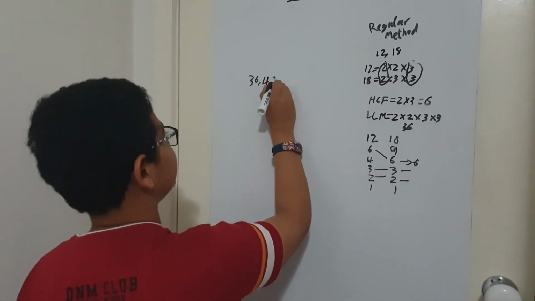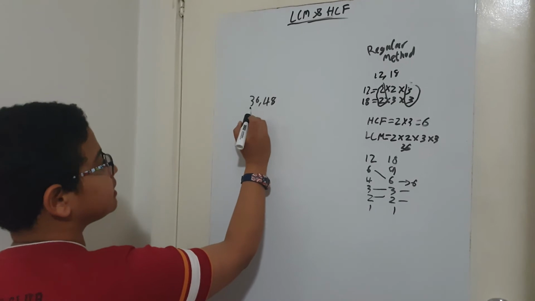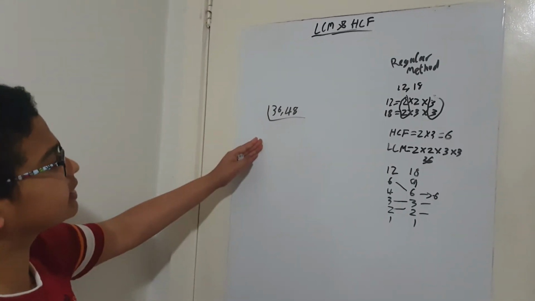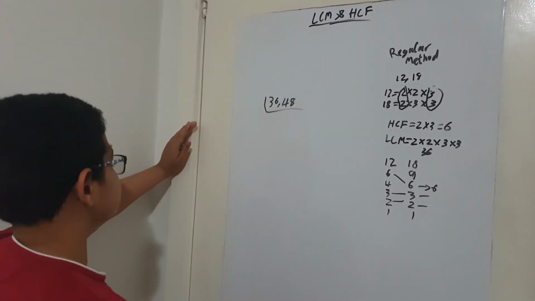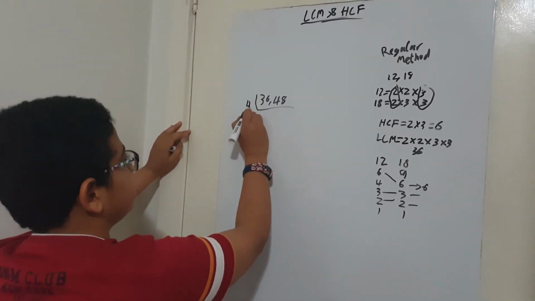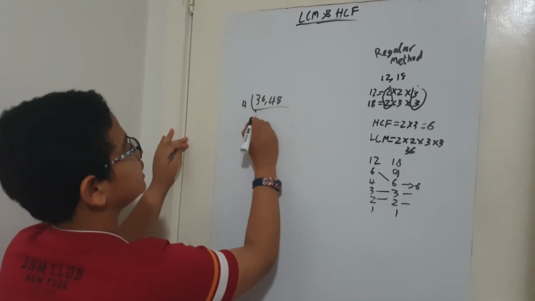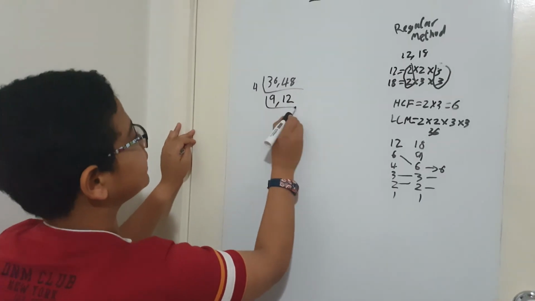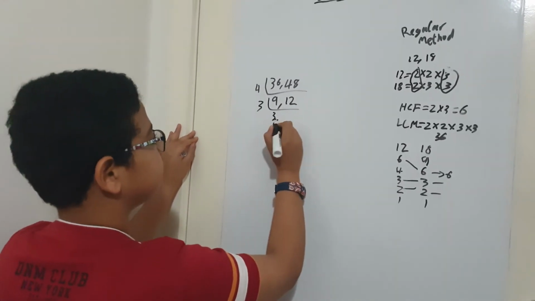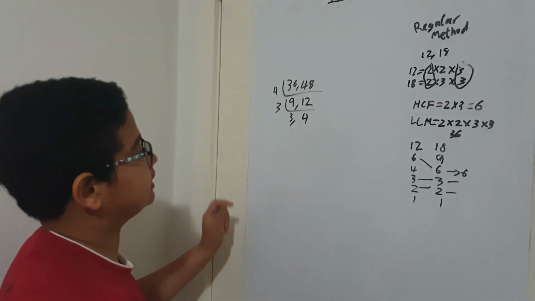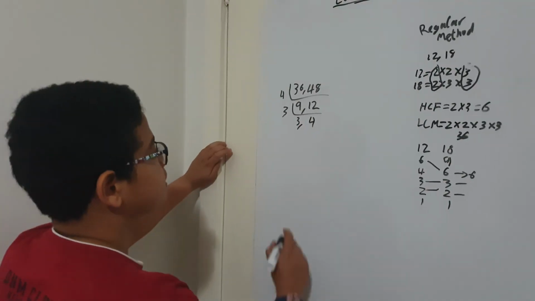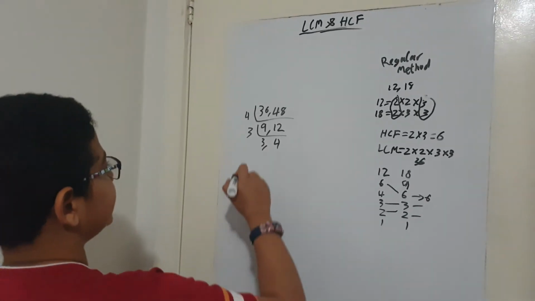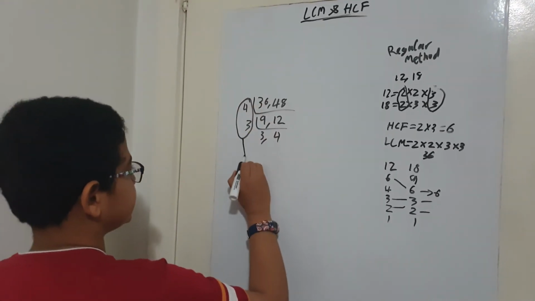Let's do 36 and 48. Okay, so these ones on the side can really be any numbers. So you can do absolutely any. I see 4 right here. So 36 divided by 4 is 9, and there's 12. Another one that I see here is 3. So that's 3 and 4. And that's it, it's done, because these two can't be simplified down any further. So the HCF is these guys right here.